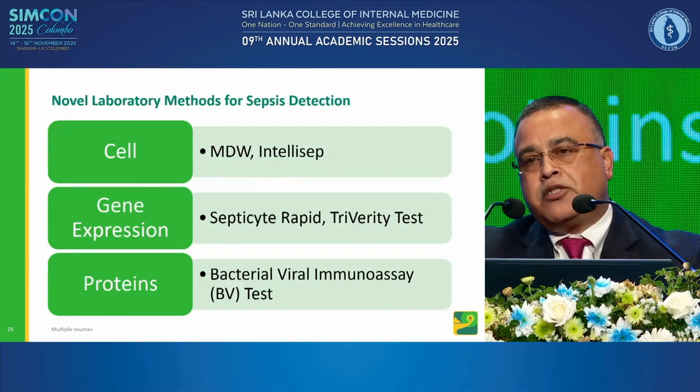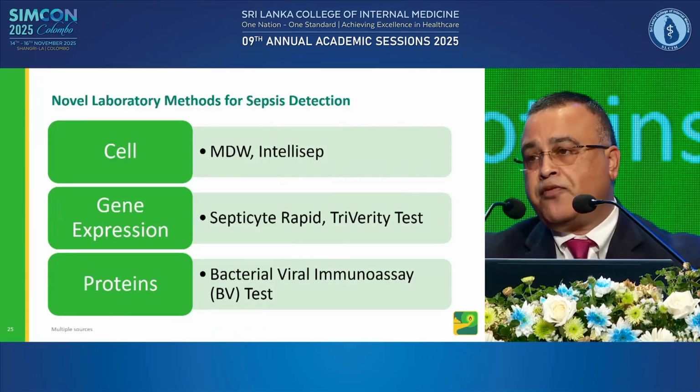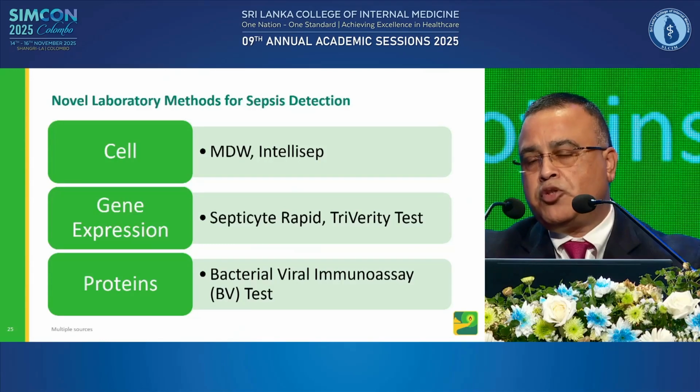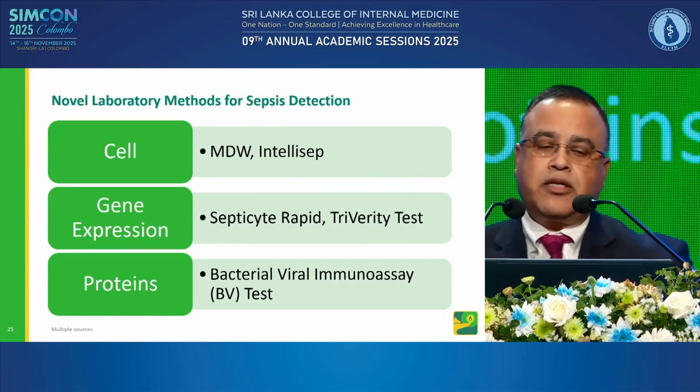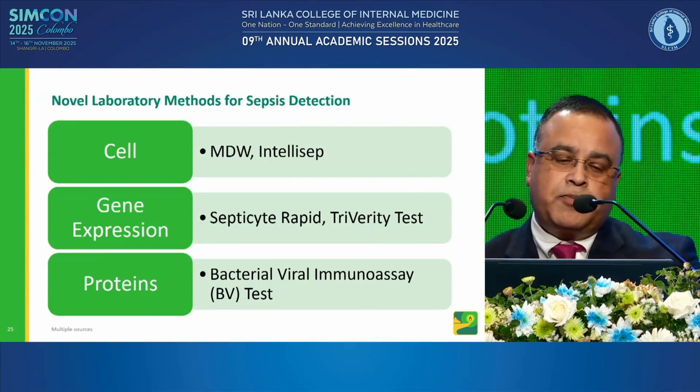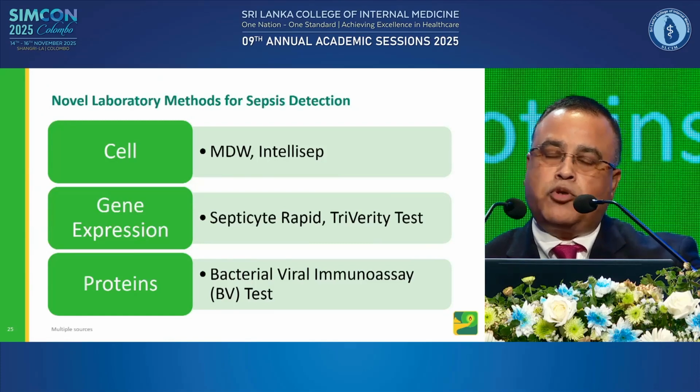So, as Dr. Mahan mentioned, early detection is very, very important. Apart from the organism, there are some tests which are available and FDA approved and which we are using for early detection. This falls into 3 categories. First one is based on cells, second one is based on gene expression, and third one is based on protein. And some of them can be used as a point of care testing.